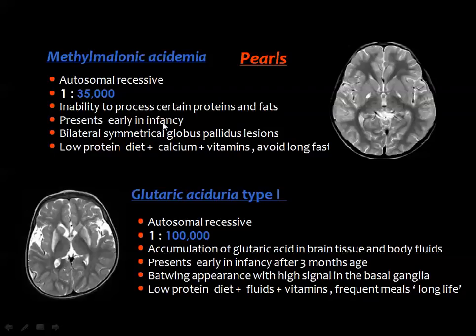The disease presents early in infancy. The main imaging finding is almost characteristic, where you can see bilateral symmetrical globus pallidus lesions. These lesions will appear hypodense in the CT, low signal in MRI T1, and high signal in MRI T2 and FLAIR with no restricted diffusion, excluding that these are an infarct.